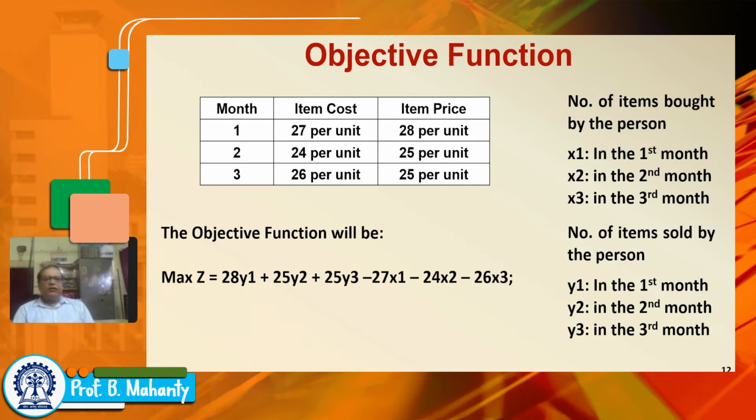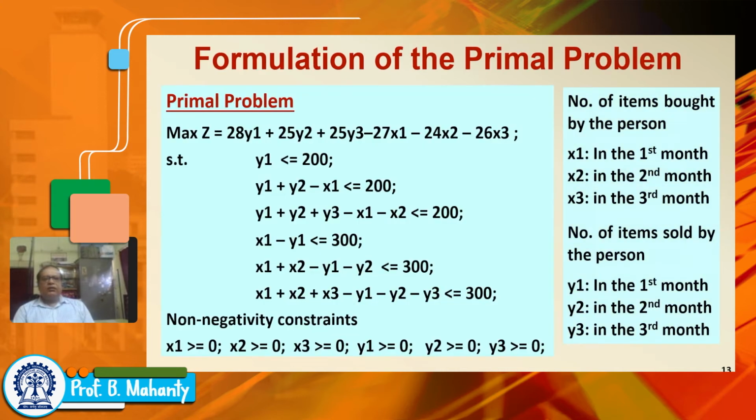The objective function: maximize z equal to 28 y1 plus 25 y2 plus 25 y3 minus 27 x1 minus 24 x2 minus 26 x3. Right, so this is how the total problem is now written. Since these are all real quantities, x1, x2, x3, y1, y2, y3, they must all be greater than or equal to 0. They cannot be less than 0 because they are real quantities. So this is the objective function we have already understood. There are some selling constraints and some buying constraints, and these are the decision variables. And these are the non-negativity constraints.